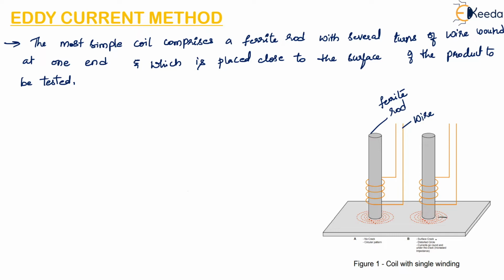Here there is a surface crack and this pattern is not circular but it has a distorted circle and the currents go round and under the crack. So there will be increase in the impedance in this case. So if there is a crack, this pattern will not be circular, it will have a distorted circle and the change in the impedance will be seen. That is, here impedance will increase. So this is the example for testing the surface cracks.